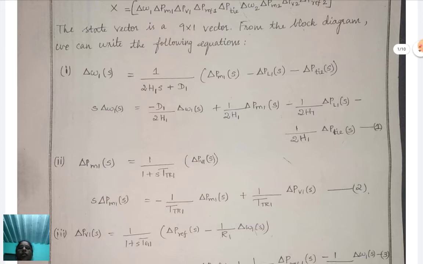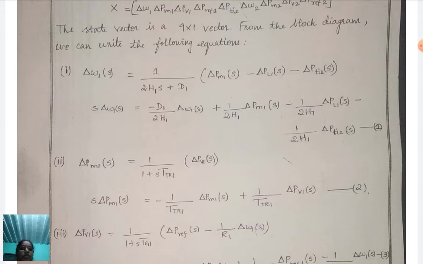Del omega 1 of s equal to 1 divided by 2H1s plus D1. Now you can see the equation; after that we see the diagram and all, then I will explain clearly how we can write this equation. Now you have to listen to the equation only. Del omega 1 of s equal to 1 divided by 2H1s plus D1. This is the transfer function of the power system.